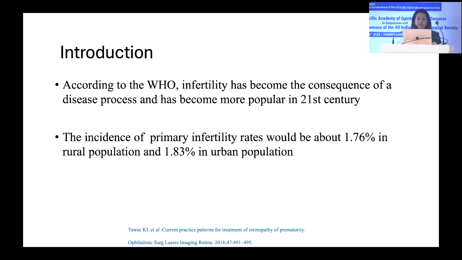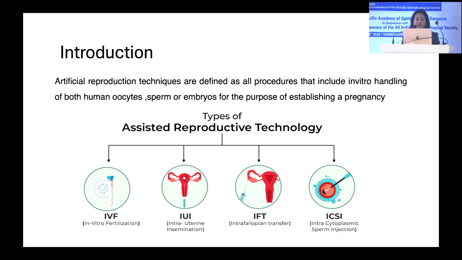So looking at infertility, according to the WHO, it has become very popular in the 21st century, and the incidence of primary infertility is increasing more in the urban as compared to the rural population. Artificial reproduction techniques are defined as procedures that include in vitro handling of both human oocytes, sperms or embryos for the purpose of establishing a pregnancy.